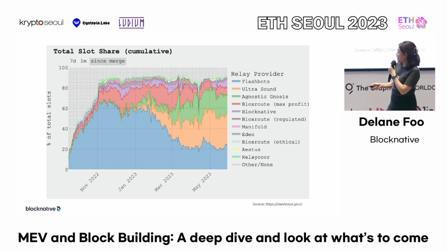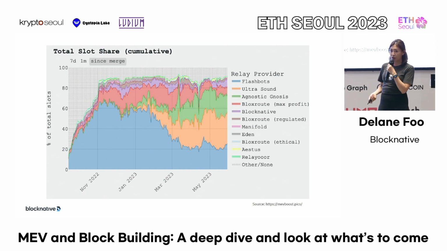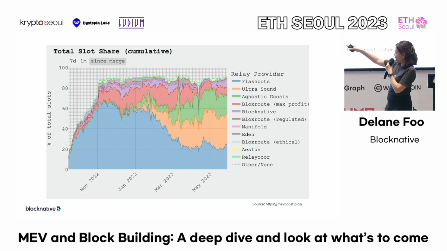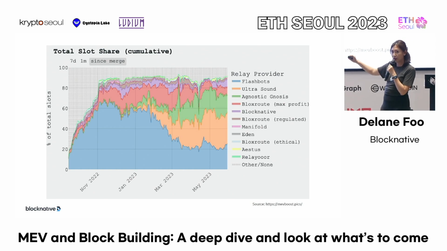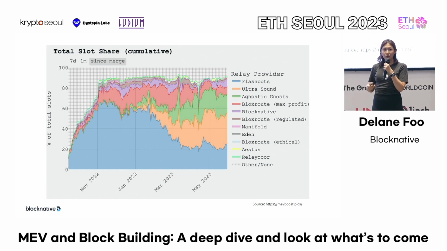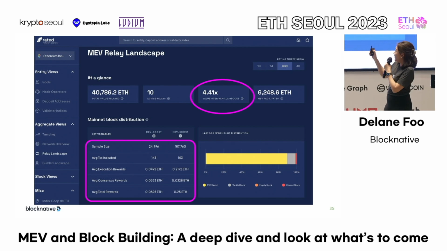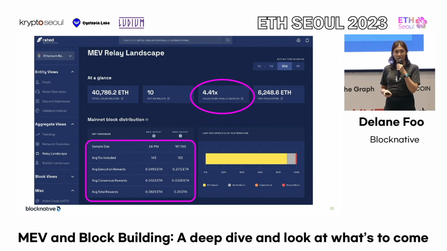And if you look at the cumulative slot share since the merge, before the merge happened, there was around 20% slot share that the relays had. And up till now, we have up to 80%. So what this means is that validators are opting to outsource their blocks to block builders. And for good reason, because the average block value over vanilla blocks is up 4.41x.